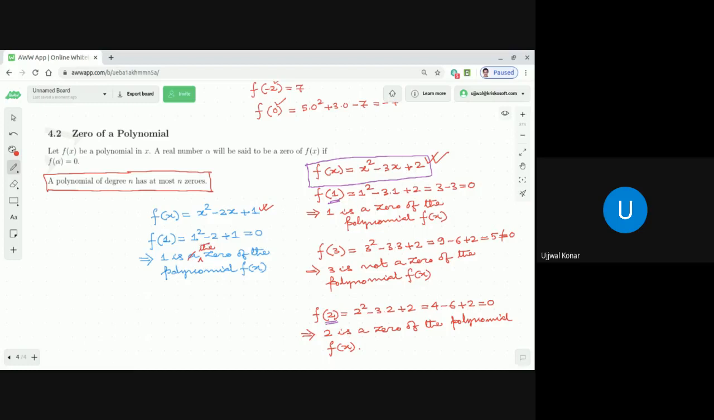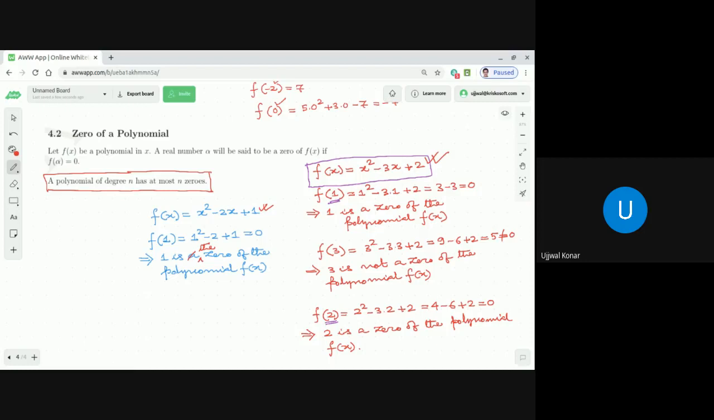So suppose there is a polynomial of degree 3. You can have either 3 zeros, 2 zeros or 1 zero, depending on what polynomial it is. Its degree is 3, but what type of polynomial? What are the different coefficients of the different terms of the polynomial? Clear, dear students? So I repeat, a polynomial of degree n can have at most n zeros.